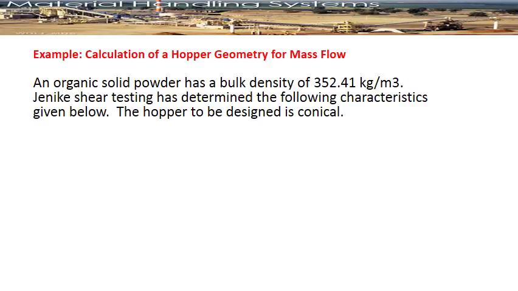Now, the calculation of a hopper geometry for mass flow. This is the same example we had, but this one is clearer. Once again, as I told you, you are going to have a similar question in the final exam, so you have to calculate what is the hopper design, conical, and what will be the diameter required to empty this hopper.